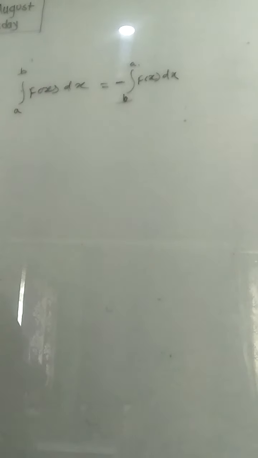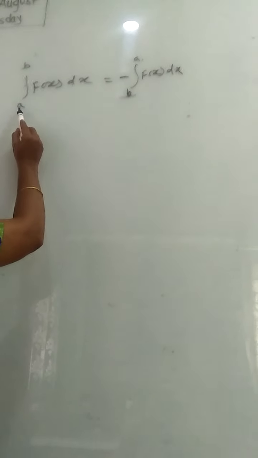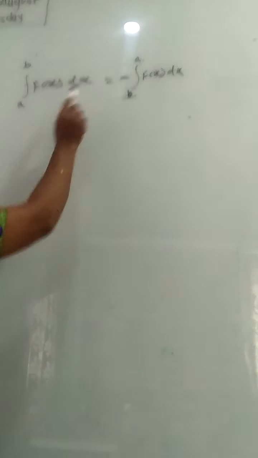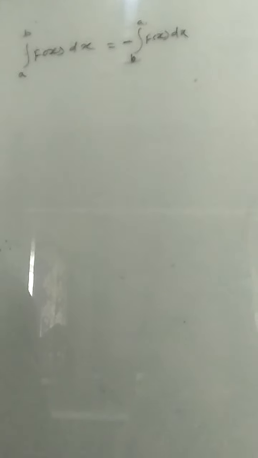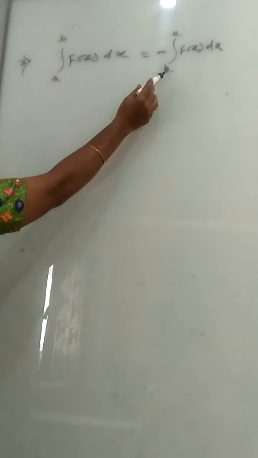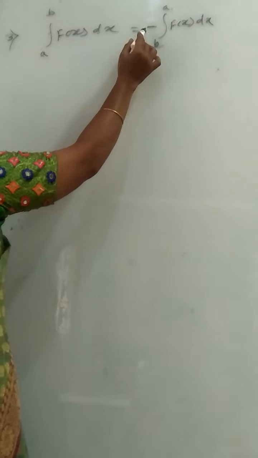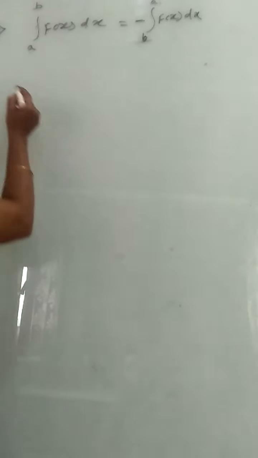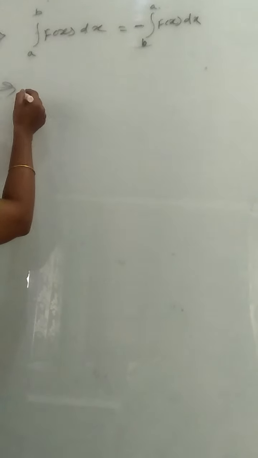Let us see the third property, that is integration of f of x dx with limit a to b is equal to minus integration from b to a of f of x dx. In this property we see that when we change the limits of the given function, that is upper limit becomes lower and lower limit becomes upper, then the sign is changed in our function. This shows that when we change the limit, the sign is changed in the function. We have to show this.